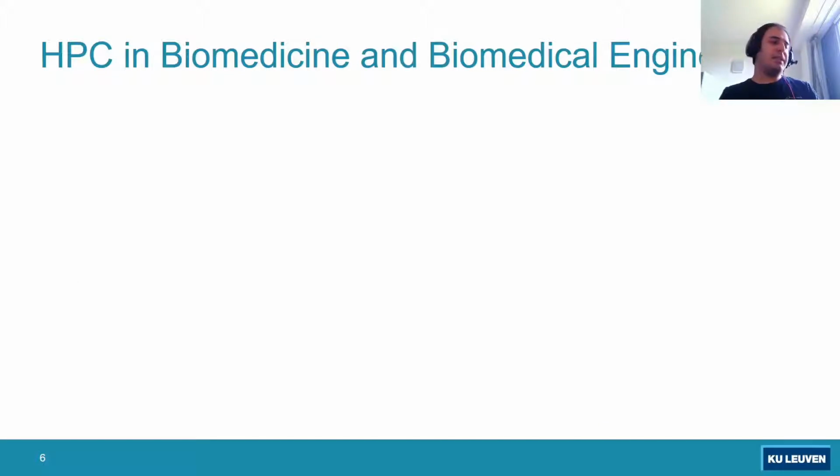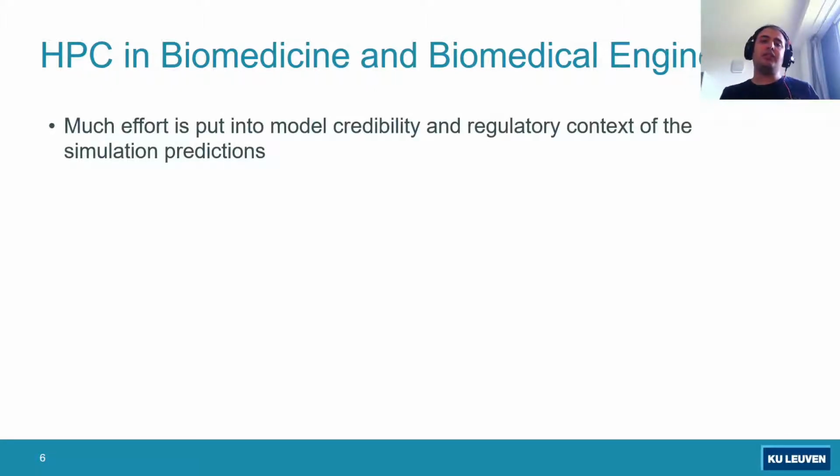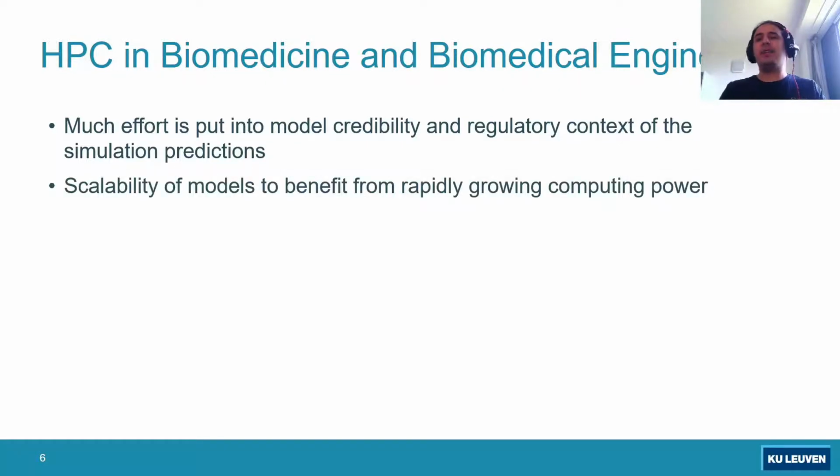And for HPC in biomedical engineering, there are a couple of obstacles, and one of the main things is that in biomedicine, biomedical engineering, much effort is put into model credibility and into validating the models and proving that these models can work and can be used in clinical trials for medical decisions, this kind of stuff. So this is actually the main concern in computer simulation and modeling in biomedical engineering. And as a result, less effort is put into scalability of the models.